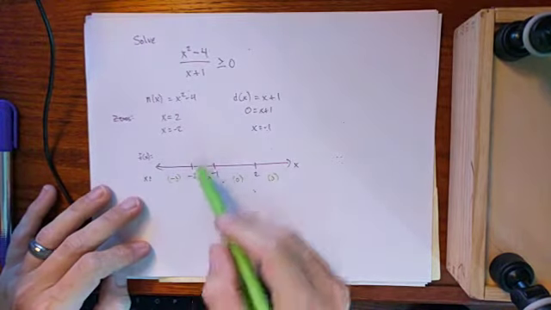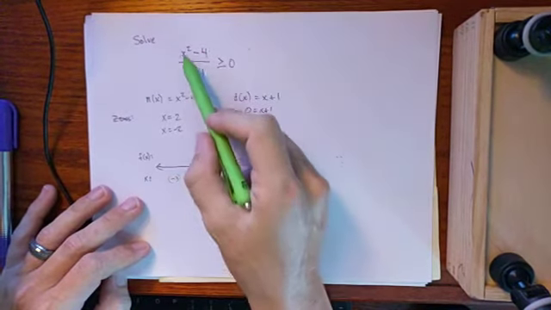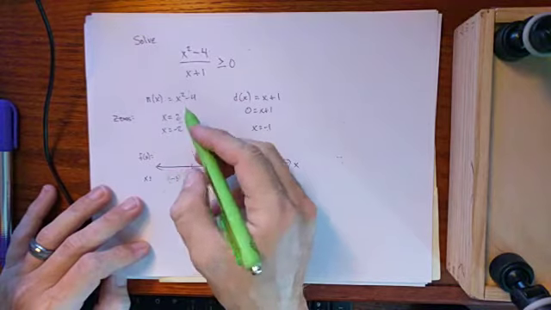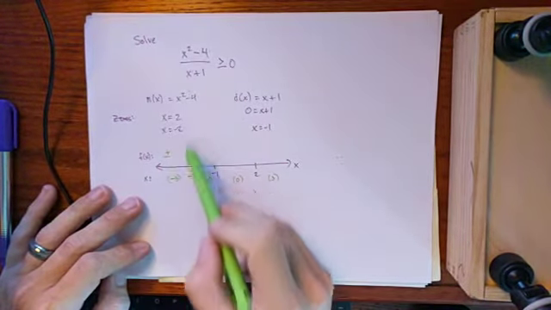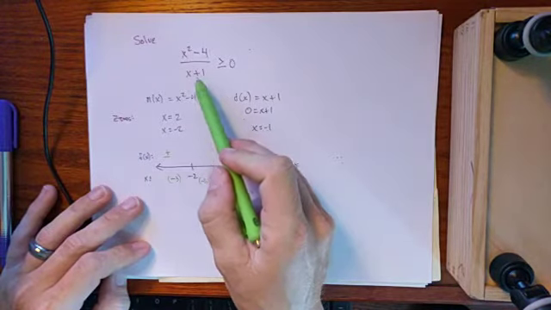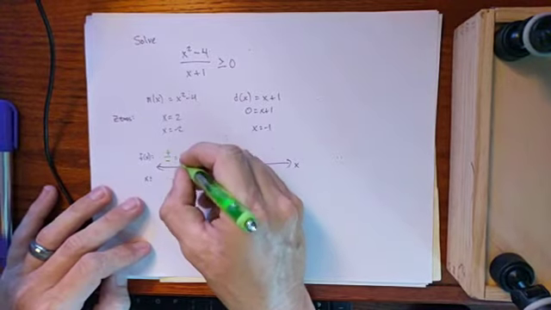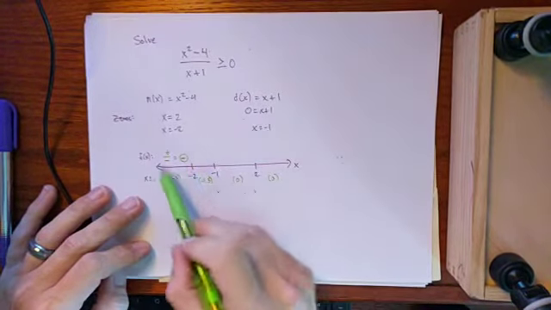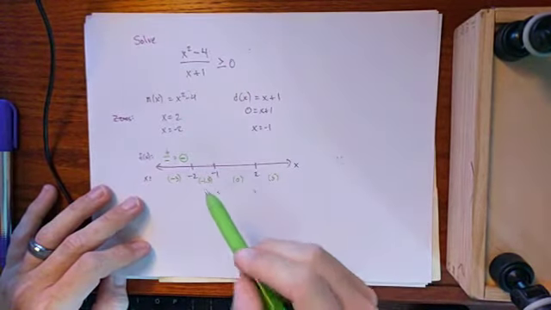All right, so let's do some mental math. If I do negative 3 times itself, I get 9. 9 minus 4 is 5, which is positive, right? Divided by negative 3 plus 1, that's negative 2, so that's negative. And a positive divided by negative is a negative. I don't want that. I want it to be greater than 0. So let's just keep plugging away.